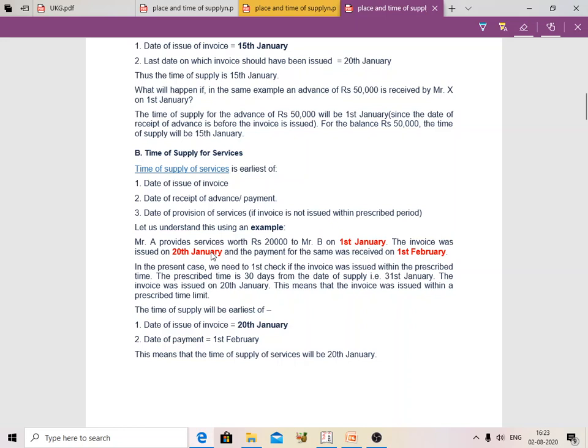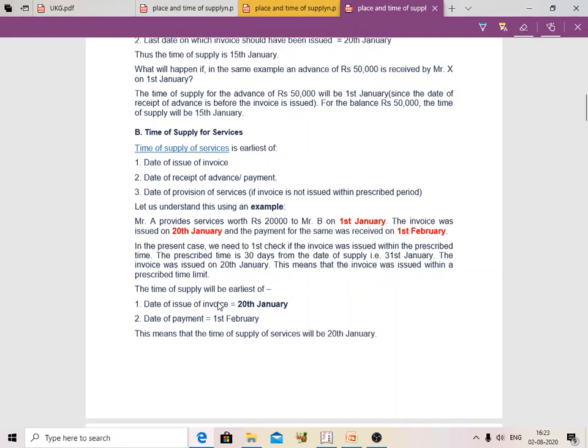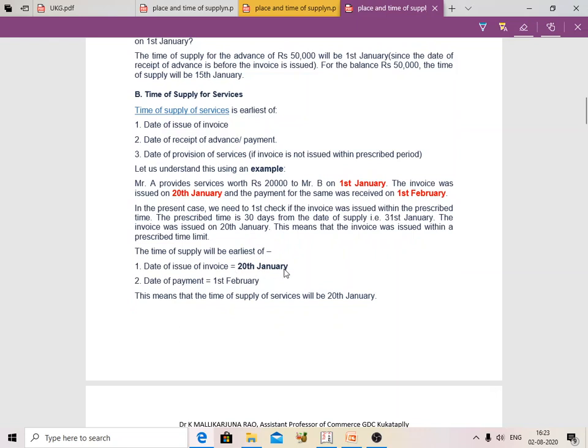So in the present case, we need to first check whether the invoice was issued within the prescribed time or not. What is the prescribed time here? The prescribed time is 30 days from the date of supply. The service was provided on 1st January, so within 30 days, that is 31 days. The invoice was issued on 20th January, which means the invoice is issued within the prescribed time. We treat it as the time of supply of services.